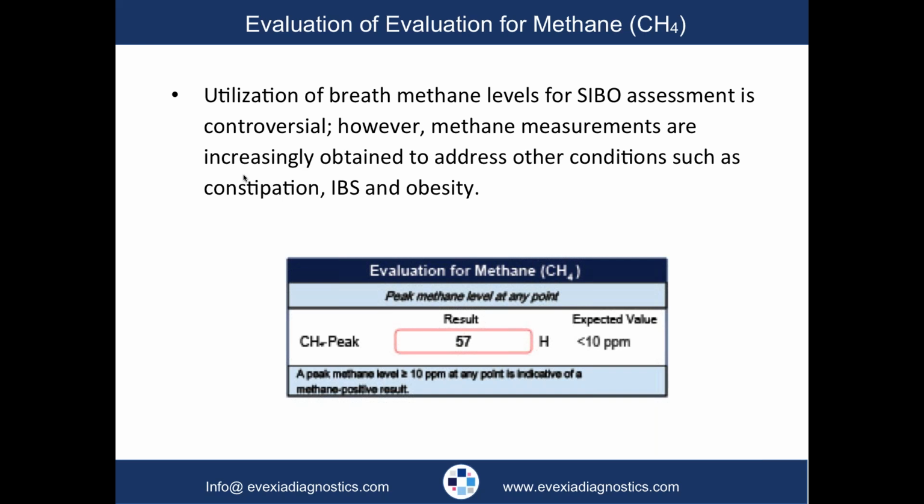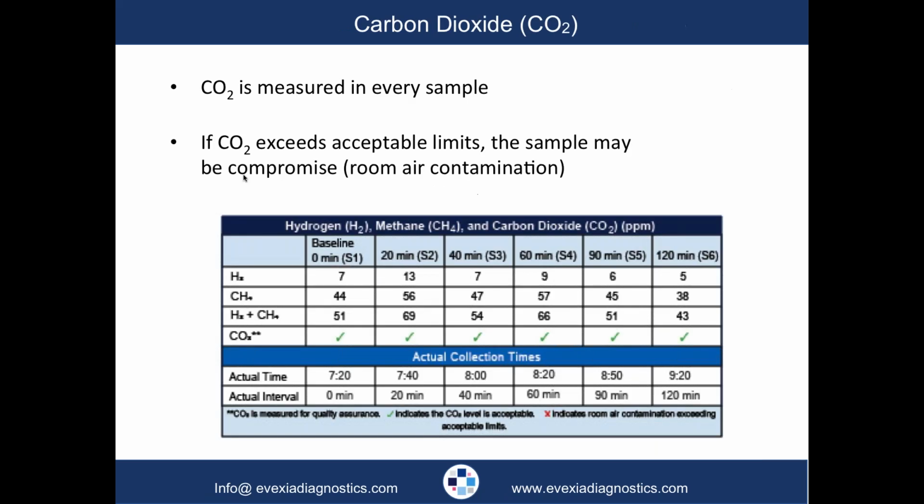So it's a good idea to take a look at both of those. The take home here is if you have high hydrogen and high methane, odds are you've got SIBO going on.